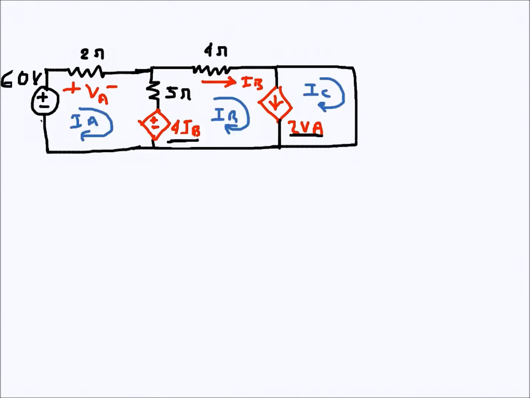So I will just get rid of those things. We'll try to write the loop equations, because we need to use the loop current method for solving this. So for loop 1, which is this one, or loop A, 60 volts is the voltage rise, and then VA is the voltage drop. An observation is VA is equal to 2IA, so instead of VA, I can just write 2IA.